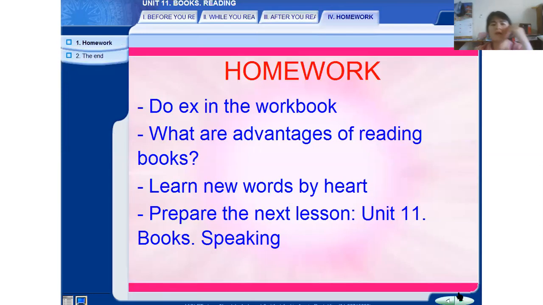For homework, our lesson, you can do exercise with book. Answer the question, what are the advantages of reading books? Review from what you watched from the video clip. Right? You will need to prepare for the next session: Unit 11, Books, speaking class.